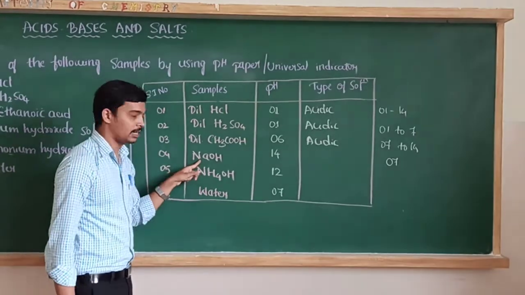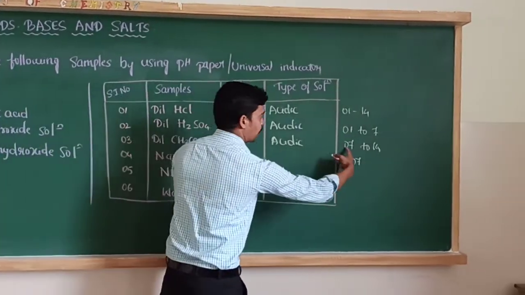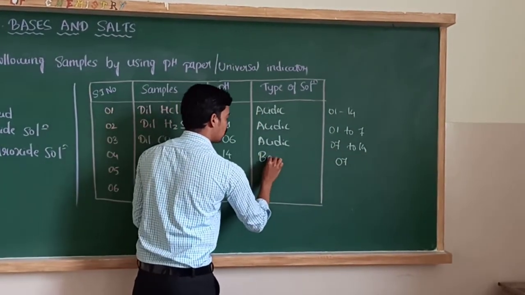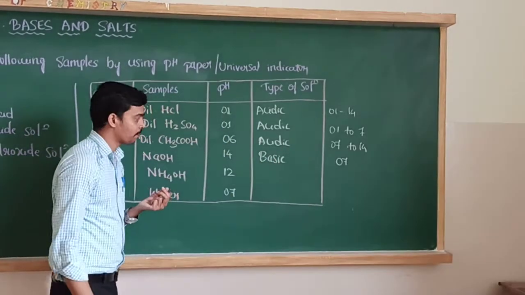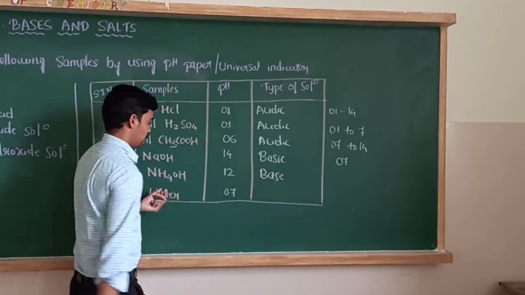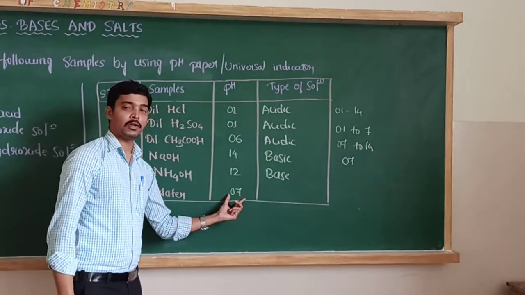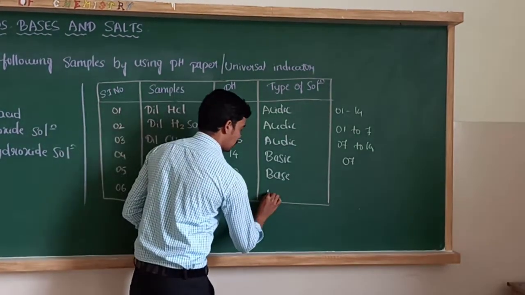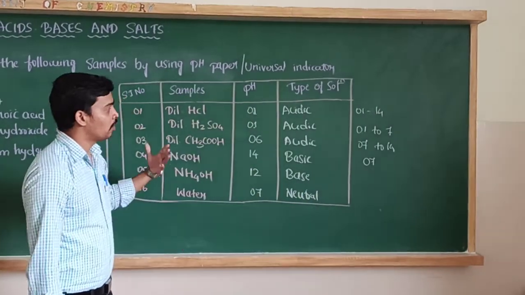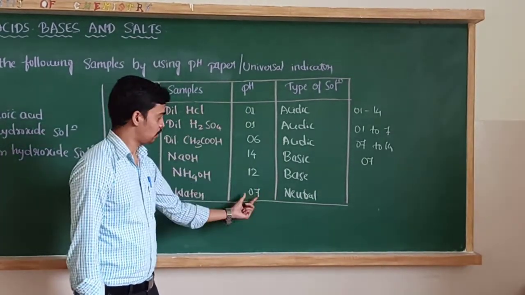And here sodium hydroxide, NaOH, its pH value is 14. If the pH values lie in between 7 to 14, the given solution is considered as basic. And here also it is a base, and here water. Its pH value is exactly equal to 7 and it is neutral. Not either acidic or basic. Okay, it is neutral in nature.